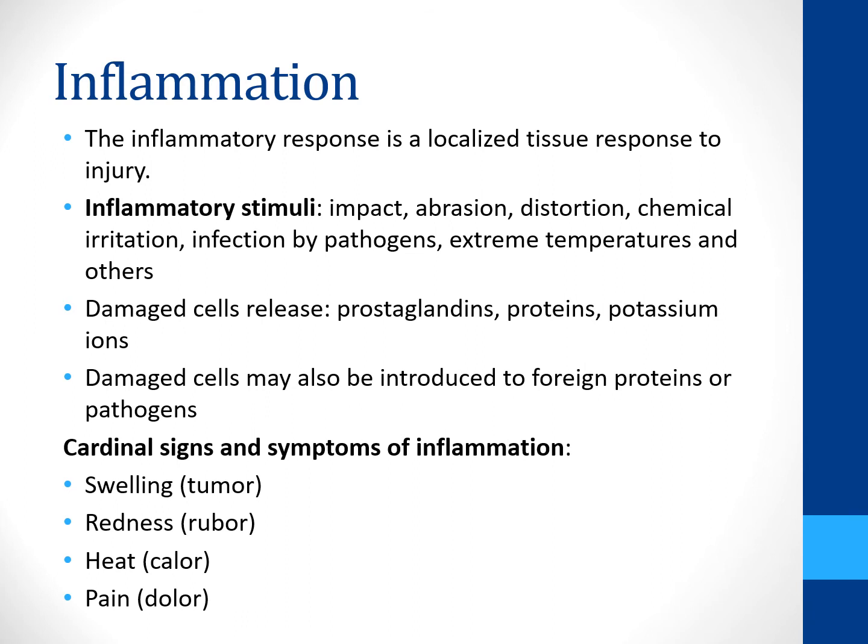Damaged cells in the area are going to release prostaglandins, proteins, and potassium ions, and that's going to help with that inflammatory response. And it can also be introduced to foreign proteins or pathogens. So you have those dendritic cells in your skin that are always surveilling. If they notice a pathogen in the area, they can present that foreign antigen and initiate a response by the body.